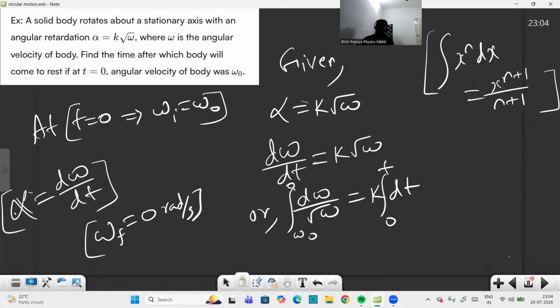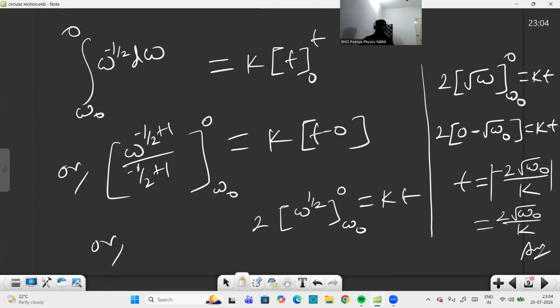So this is your answer for finding the time. Because in the question, what is asking? You have to find the time after which the body will come to rest. So we have done that one only here. We have found omega minus 1 by 2, and then minus 1 by 2 minus 1 by 2 plus 1. It is 1 by 2 only. So root omega only. Correct. Then we will put the upper limit, that is 0. Correct. And then root omega. Correct. So we got 2 root omega naught by k. So this is the time after which it will come to rest.